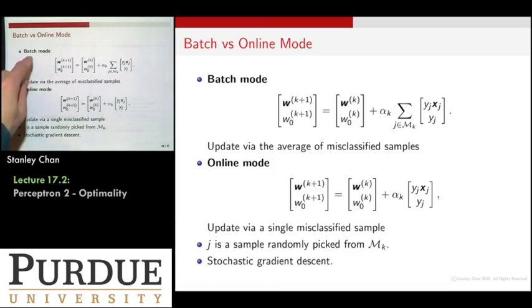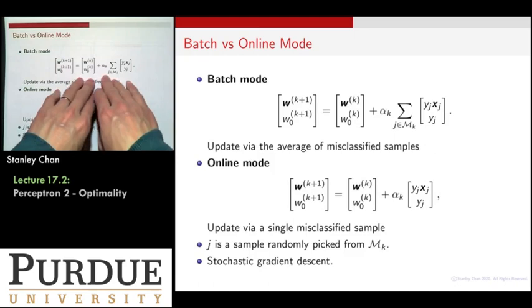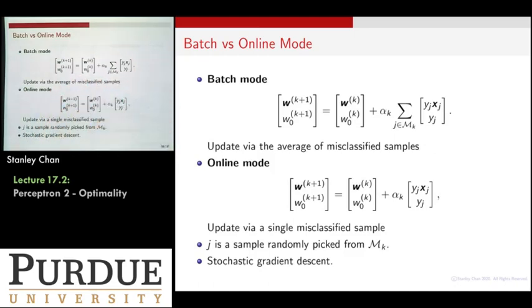So that will lead to something called a batch mode perceptron algorithm versus an online mode perceptron algorithm. Okay, now if you do deep learning, you also know there's something called a mini batch or whatever. Okay, so that's similar. Okay, the batch mode is that I'm looking at all the misclassified samples.